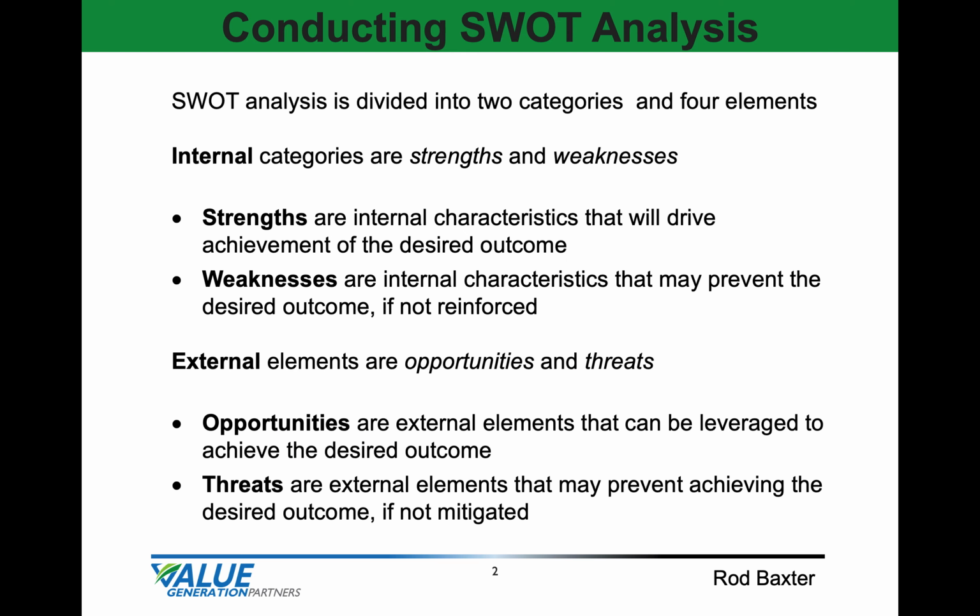A SWOT analysis identifies internal characteristics and external elements that are significant to influencing or achieving a desired outcome of the SWOT topic. The SWOT analysis matrix is divided into two categories, internal and external, and four elements: strengths, weaknesses, opportunities, and threats. The internal categories are strengths and weaknesses, and strengths are internal characteristics that will drive achievement of the desired outcome, while weaknesses are internal characteristics that may prevent the desired outcome if not reinforced.